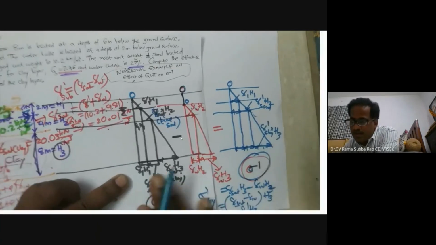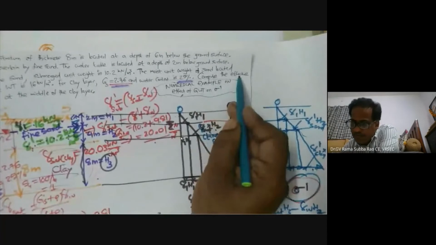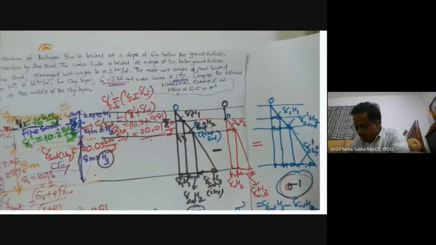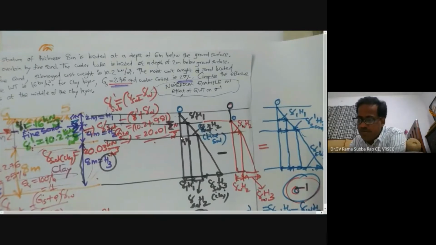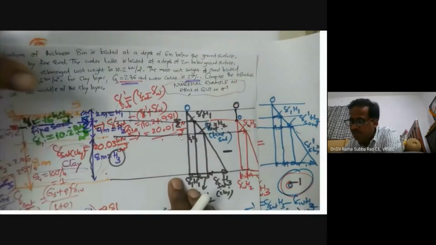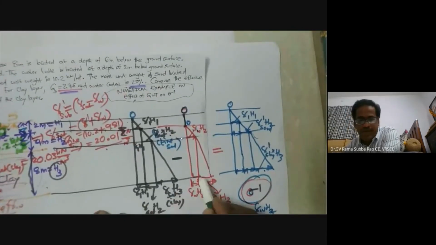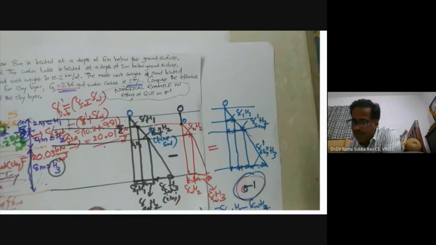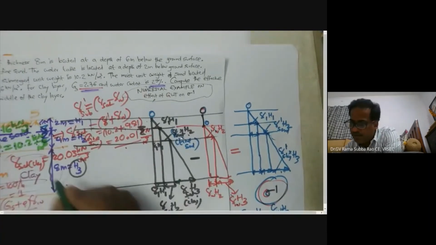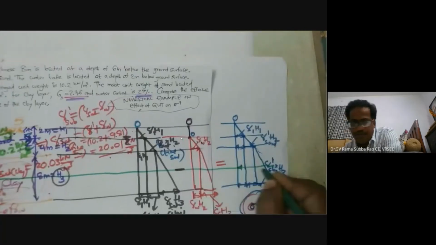Now let us complete the question. Compute the effective stress at the middle of the clay layer. So let us discuss now the main component of the question. We need to compute the effective stress at the middle of the clay layer. Let us see now. We have the answer here: sigma, u, sigma dash. But the question is expecting, this is the middle of the clay layer, one can see now. So he wants effective stress at the middle of the clay layer.